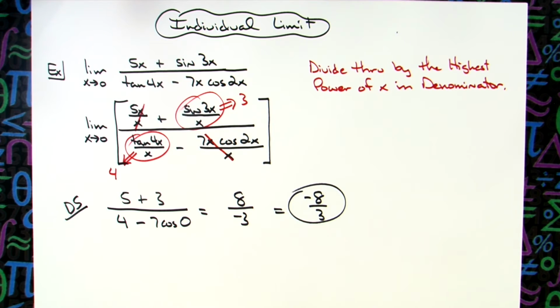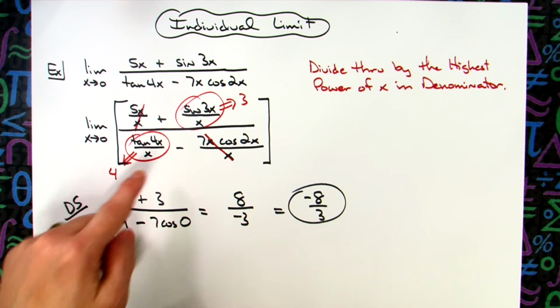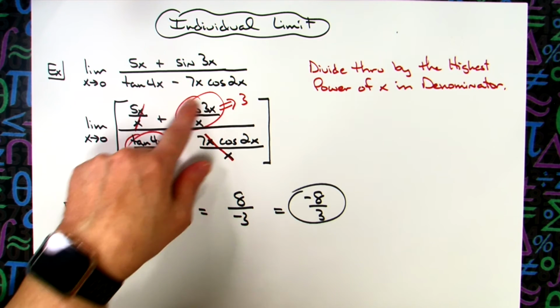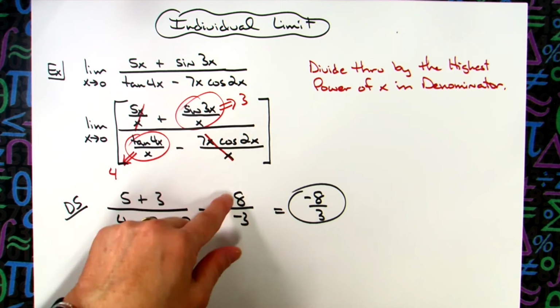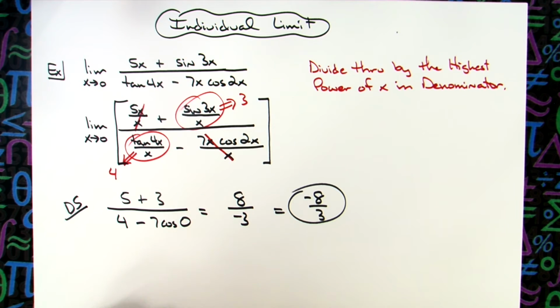We go ahead and simplify that, put the negative up on top: negative 8/3. So using that concept of dividing through by the highest power of x in the denominator is very, very helpful. And then also some little shortcut tricks, things that you know. Sine kx over x, as x approaches 0, you know it's going to approach k. Same thing with your tangent value there. So a few tricks of the trade will make this limit not seem so bad after all.